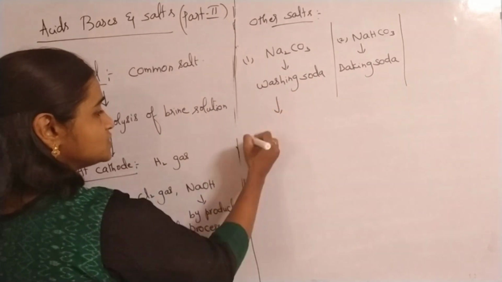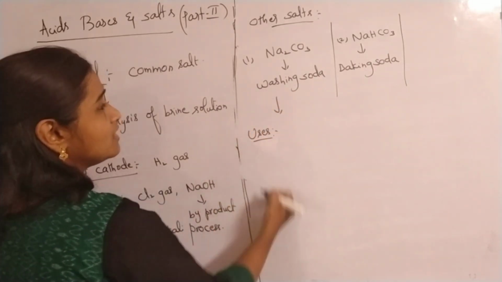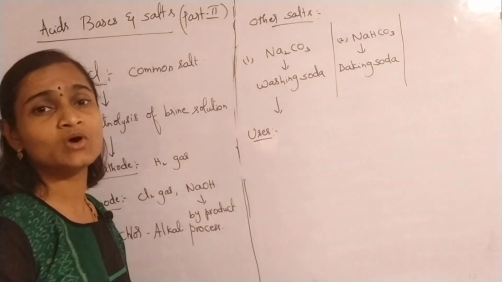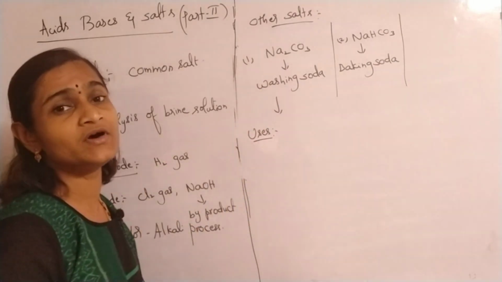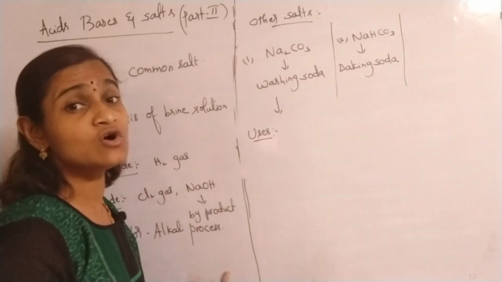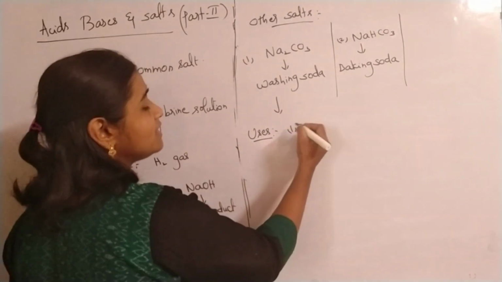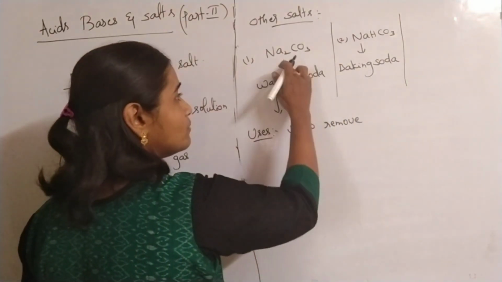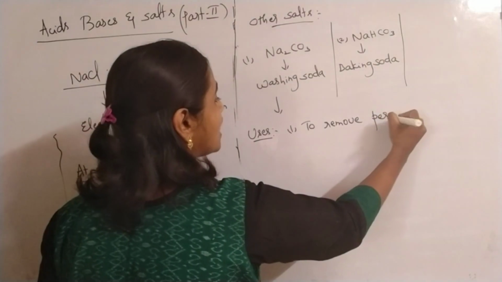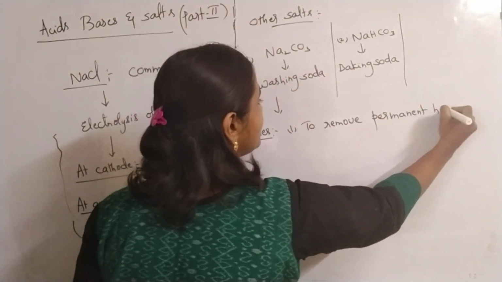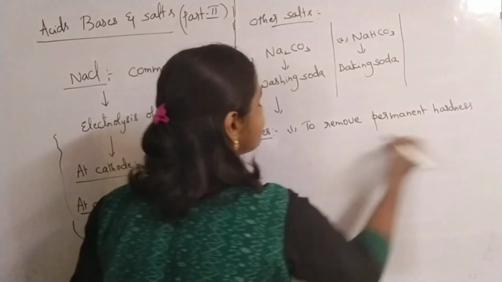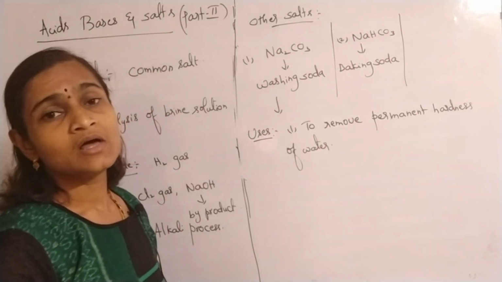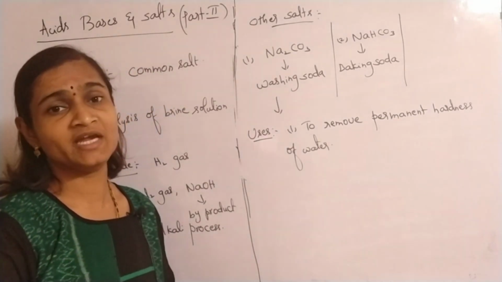It is called washing soda. What are the uses of washing soda? Generally any carbonate salts, like Na2CO3, washing soda, the name itself says it is used for washing of clothes. The main usage of this is to remove permanent hardness of water. We use both the salts to remove permanent hardness of water. You know hard water? Hard water is the type of water which consists of chlorides and sulfates of calcium and magnesium in it.